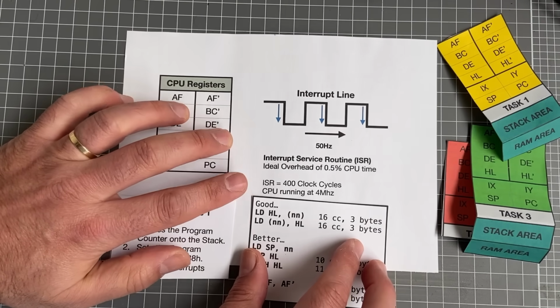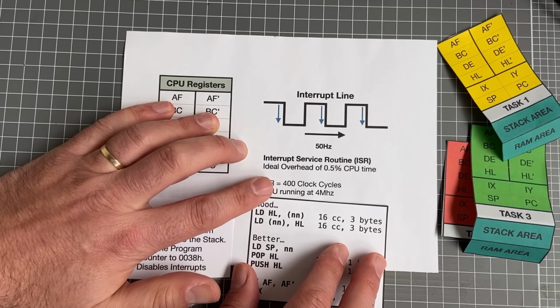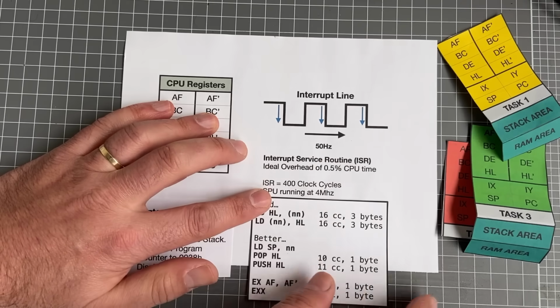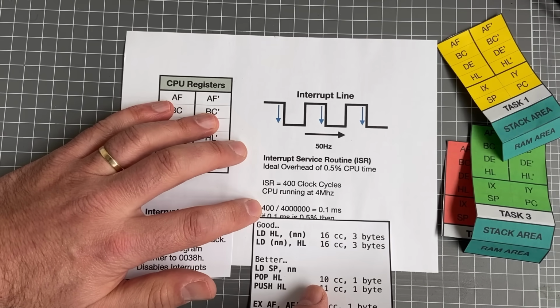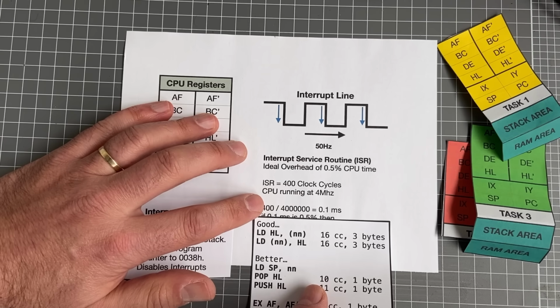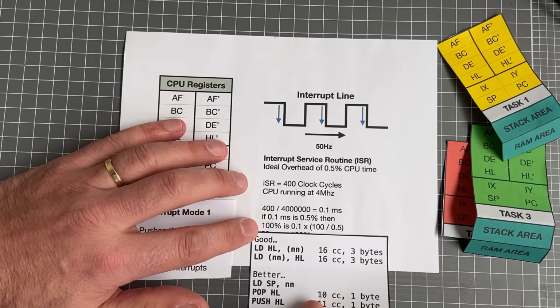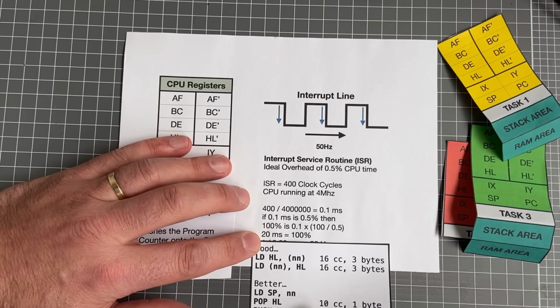The CPU is running at 4 megahertz, and for the interrupt service routine, I estimate it will be about 400 clock cycles to do the pushing and popping and the management of the stacks. So that gives 0.1 millisecond just to do the task swapping. And if that is 0.5%, then at 100%, it is 20 milliseconds per task.